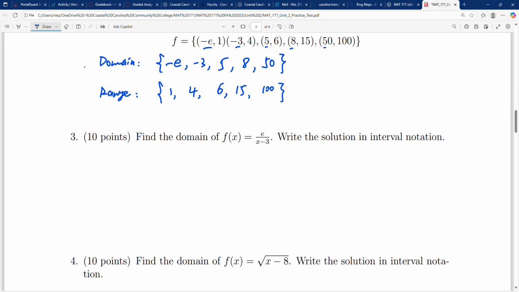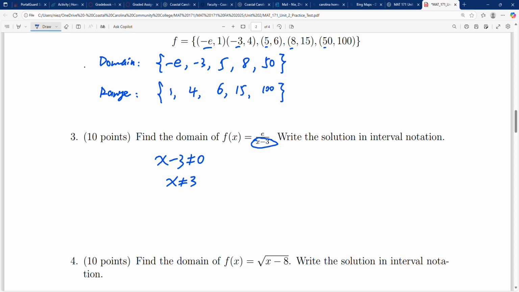Okay, the third one, find the domain. You can see here this is the denominator, and the variable is in the denominator. So you should know that x minus 3 cannot be 0. So you will get x cannot be 3, just add 3 to both sides.